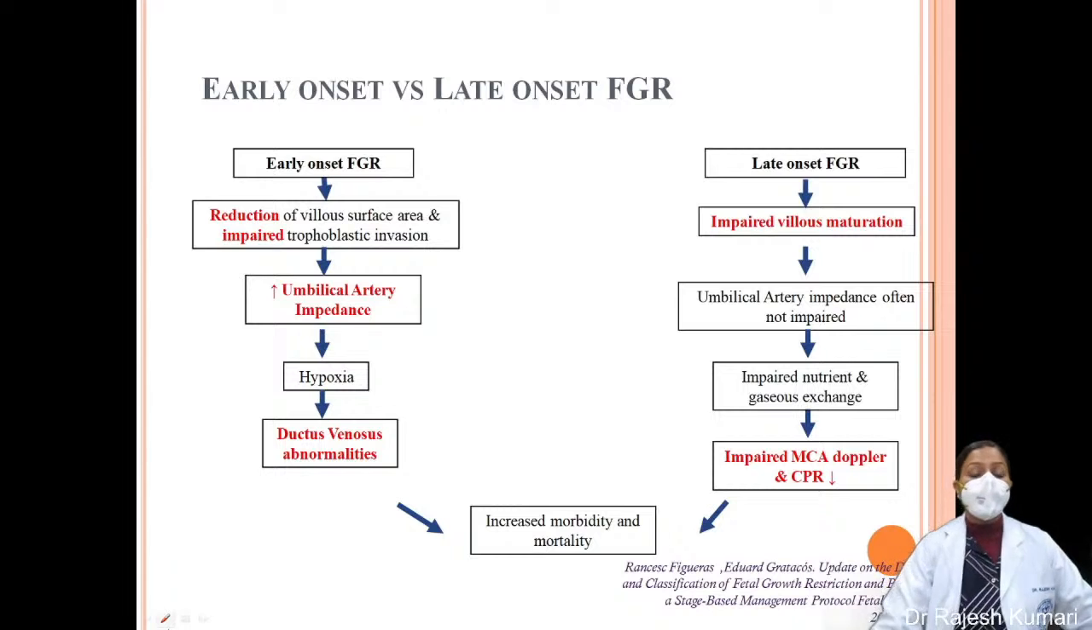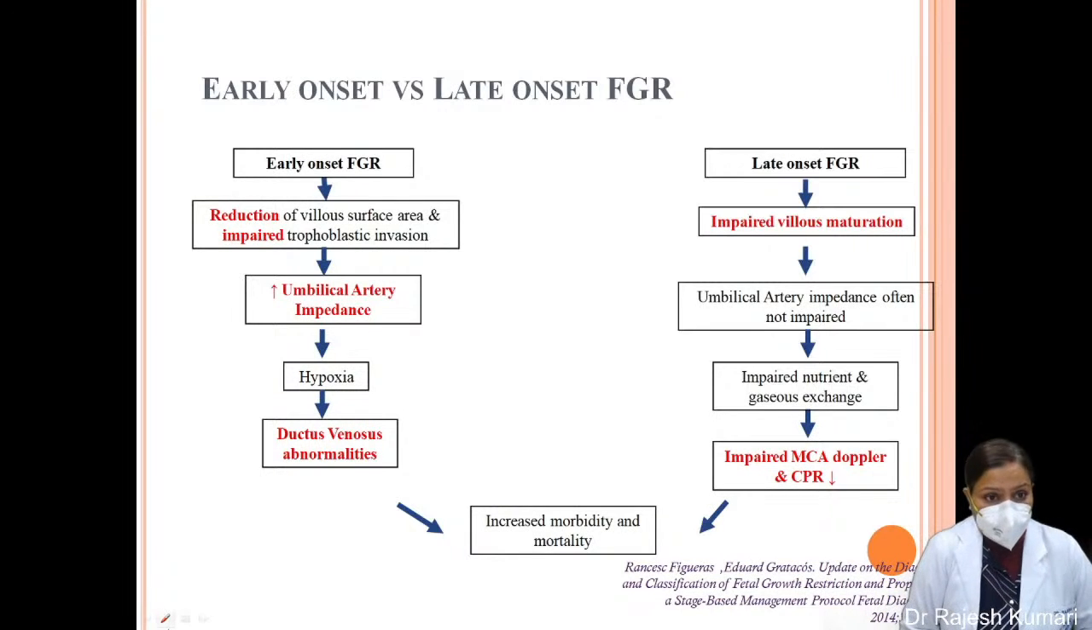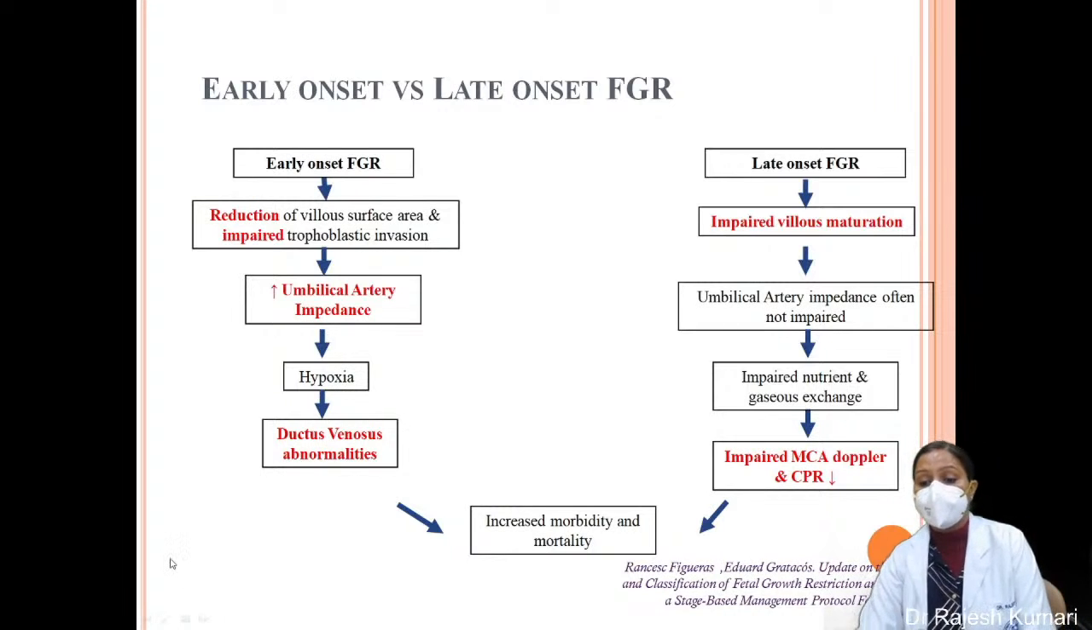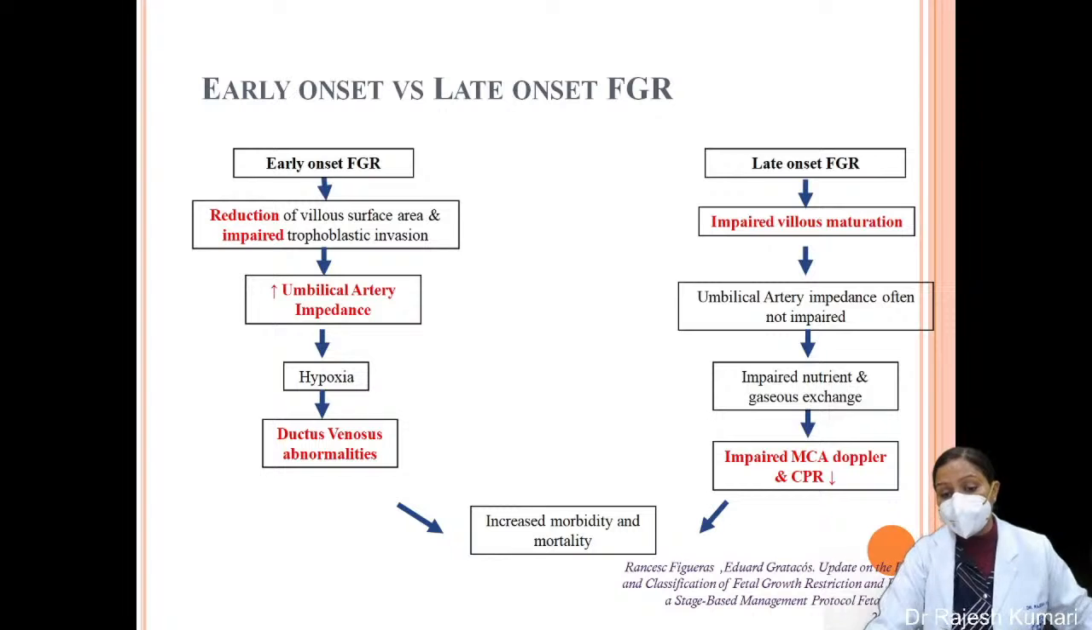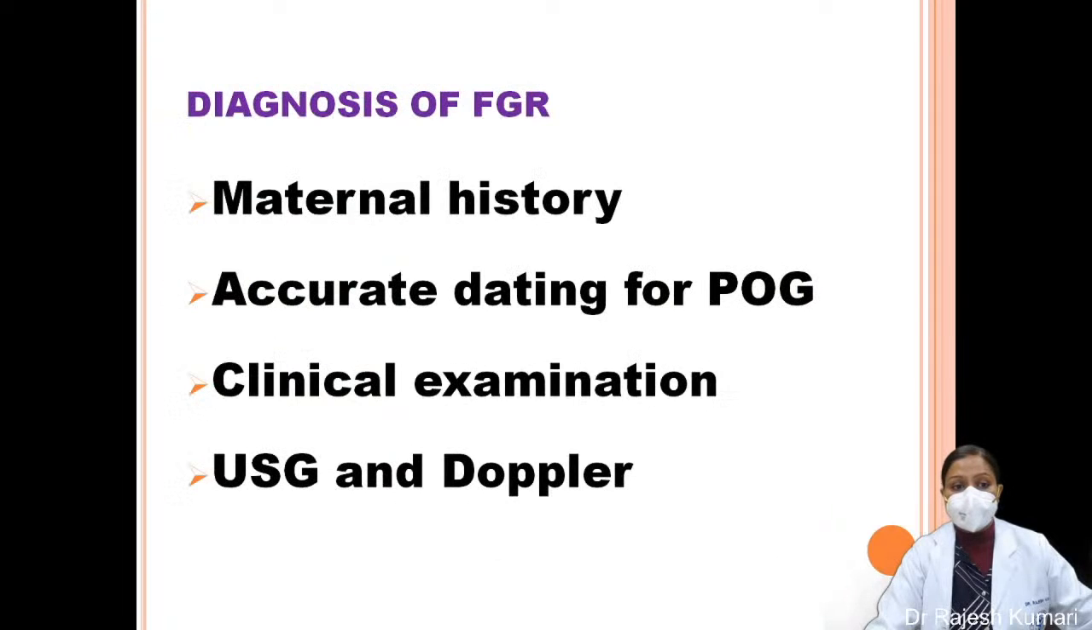So, early onset versus late onset FGR. In early onset FGR, there is reduction of villus surface area and impaired trophoblastic invasion, leading to increased umbilical artery impedance. This leads to hypoxia and ductus venosus abnormality and increased morbidity and mortality. In late onset FGR, there is impaired villus maturation. The umbilical artery impedance is often not impaired, but there is impaired nutrient and gaseous exchange, and this leads to abnormal MCA Doppler and cerebroplacental ratio, and increased morbidity and mortality.